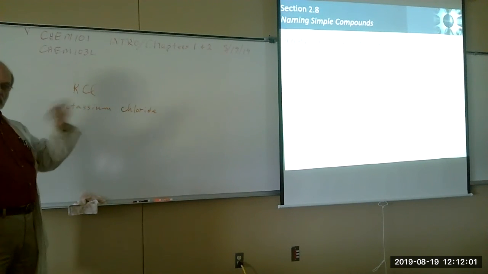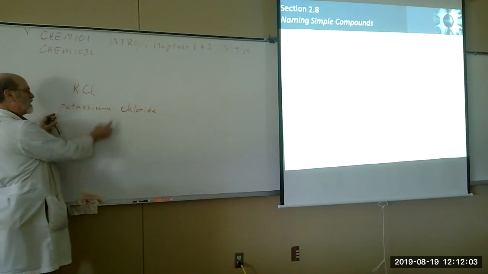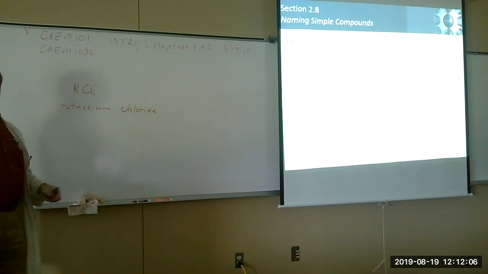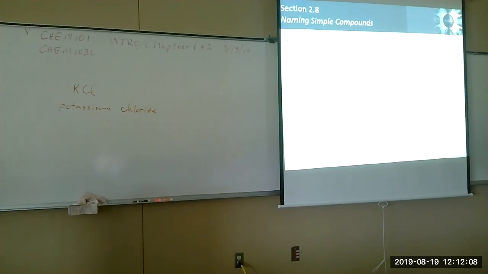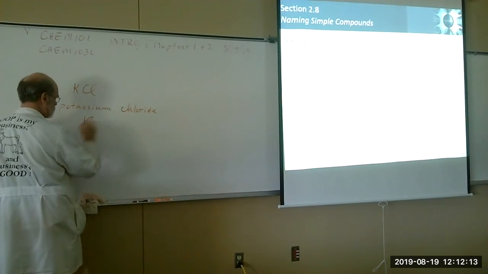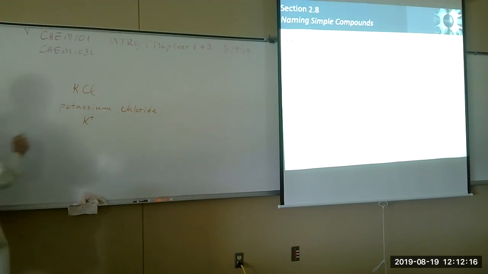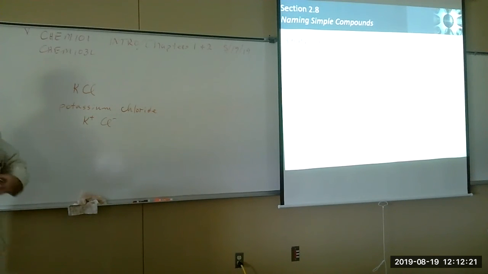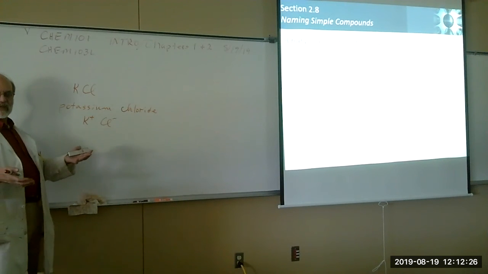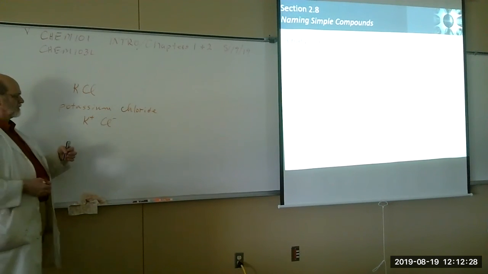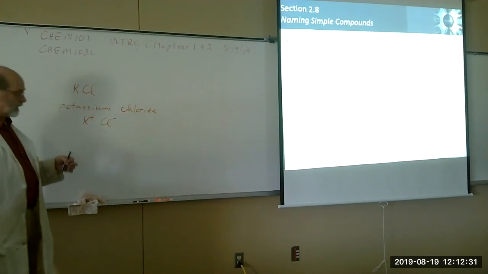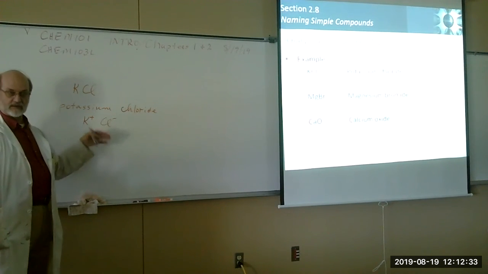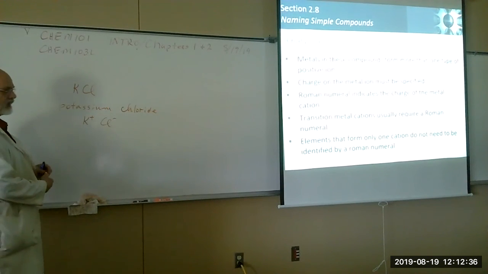So you should be able to go backwards and forwards. If you're given this name, you should be able to write that compound, right? Potassium, from here, always has a +1 charge. Chlorine is a halogen. It always has a -1 charge. So what's the smallest ratio of each one that will give you a neutral compound? 1 to 1, right? 1 plus, 1 minus. That's it. That's your compound, KCl.